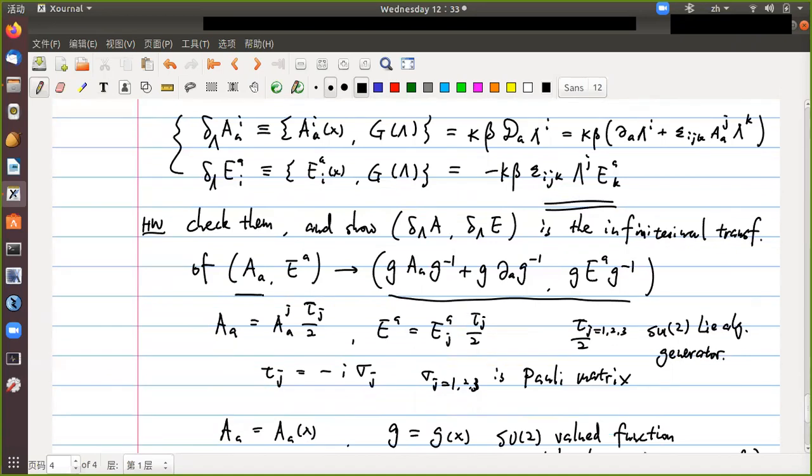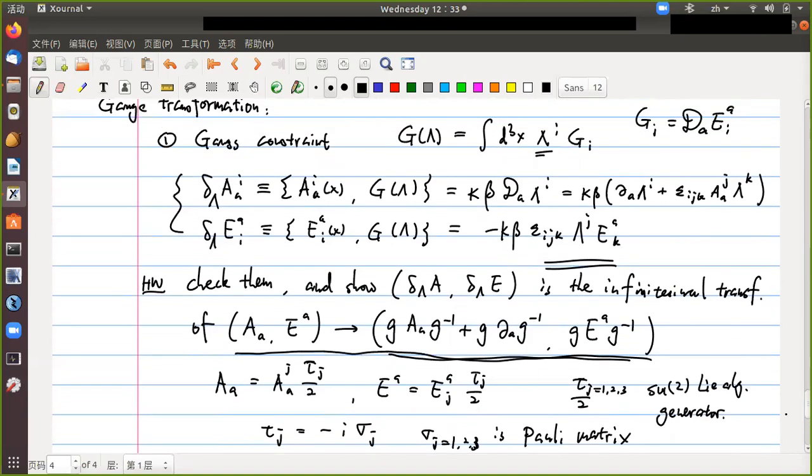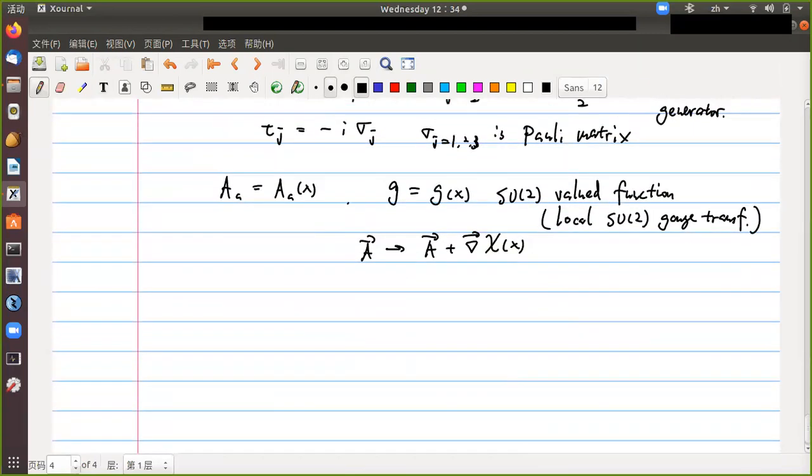This relation convinces us that the gauge transformation for A and E is indeed the same kind of gauge transformation as in the standard non-abelian gauge theory, at least a part of it. This is the gauge transformation generated by the Gauss constraint. For A and E, they are precisely the same as the standard gauge transformation in a non-abelian gauge theory where the gauge group is SU(2). Of course, you have additional gauge transformations, which are traditional for general relativity, which are diffeomorphisms.